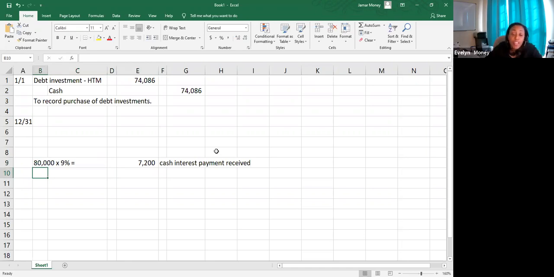Now let's find the interest revenue using the effective interest method. This is where I take the carrying value of my bonds and then I multiply it times the market rate of interest, which is the same as the rate of return that we are earning. So that 11%. Now, because interest is only paid one time a year, I don't have to worry about multiplying anything by half.